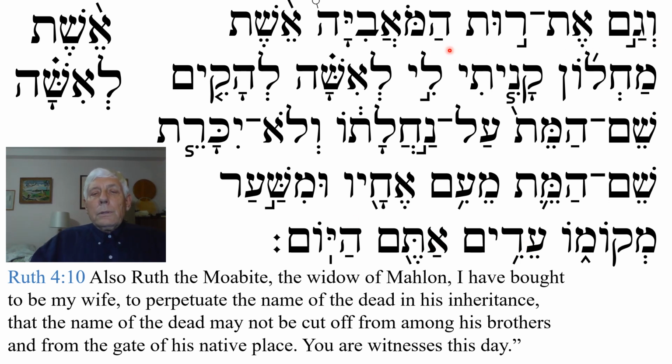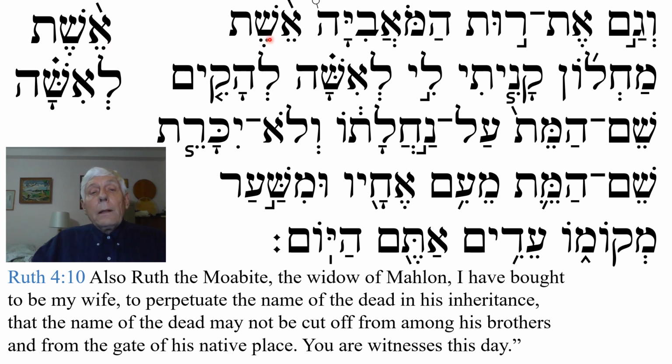And also Ruth, the Moabite, woman of, widow of, wife of Machlon. That's the wife or the woman of Machlon. Machlon is identified here. We don't know from the first chapter whether it's Machlon or Chilion, but here we do find out it's Machlon. Machlon is the one who had been married to Ruth. He had died, and now his name has to be raised up again among the people. So we have eshet.